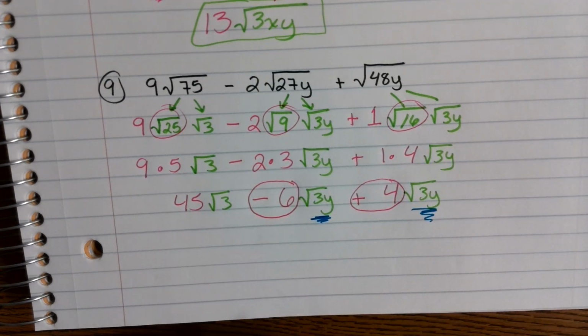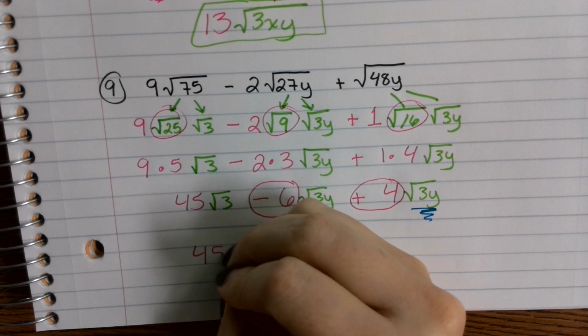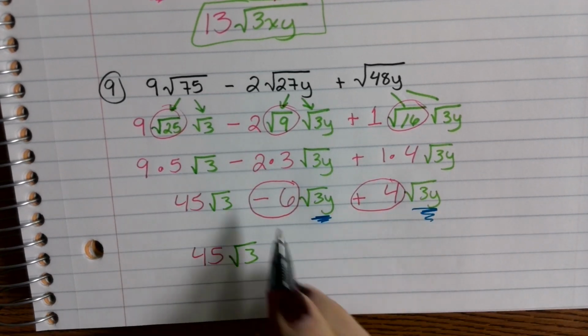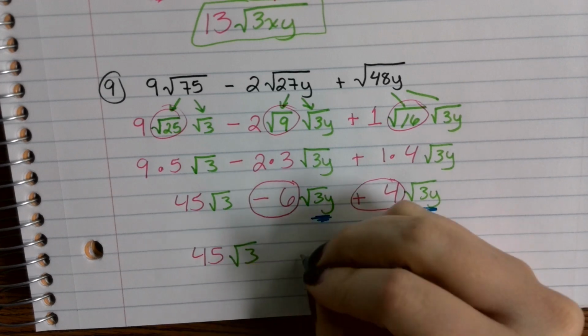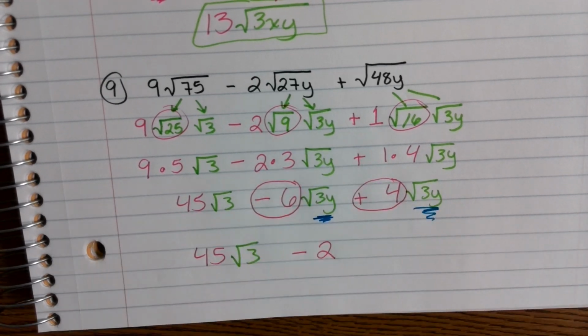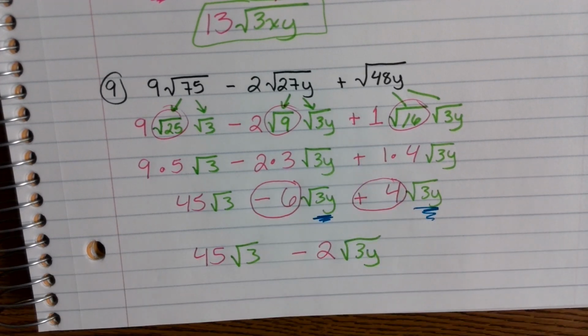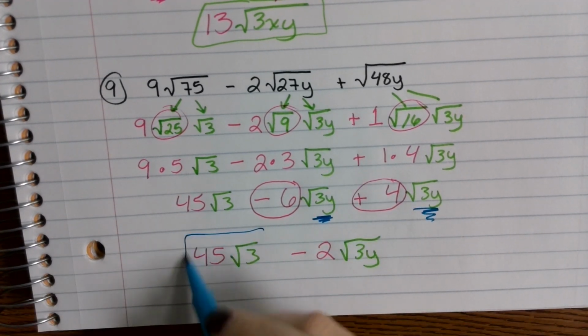That 45 square root of 3 is not going to change. It's going to stay 45 square root of 3. But when you take a negative 6 and add it with 4, you're going to get a negative 2 and then square root of 3y. And that's your final answer. Are there any questions about this?